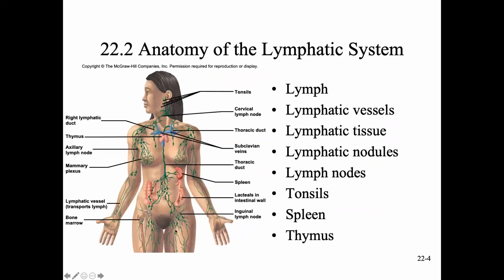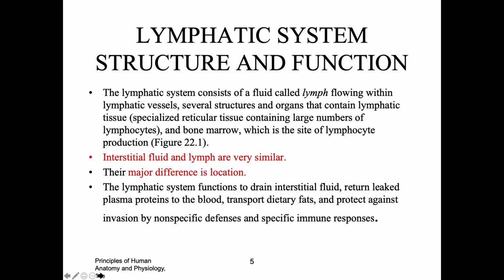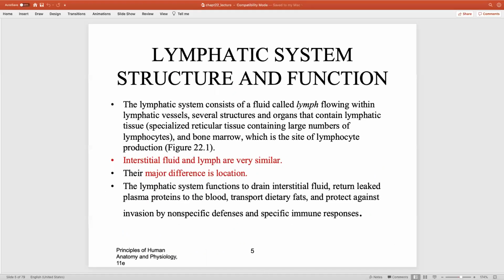Right here, the names of the nodes: inguinal, the cisterna chyli, the right lymphatic duct, the thoracic duct, the axillary nodes, anterior cervical nodes, spleen, and thymus. That's it. There's like 8 to 9 words for the lymphatic system on our word list for the next exam, like the lab practical.